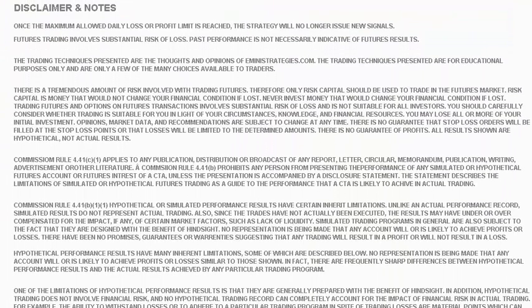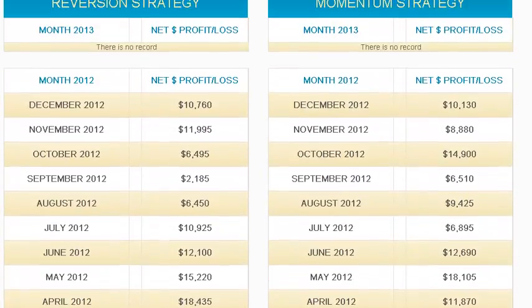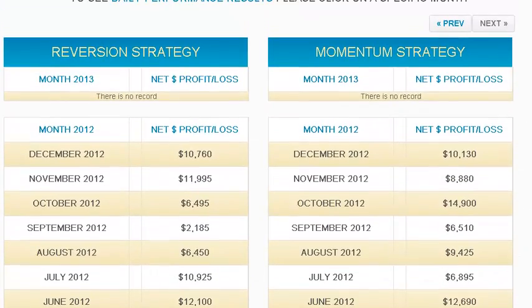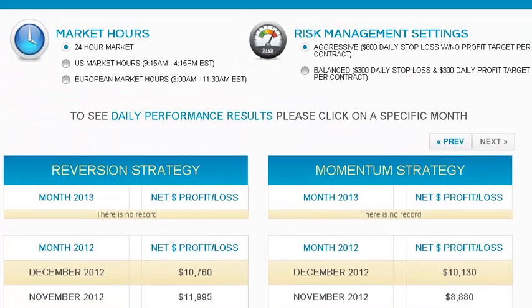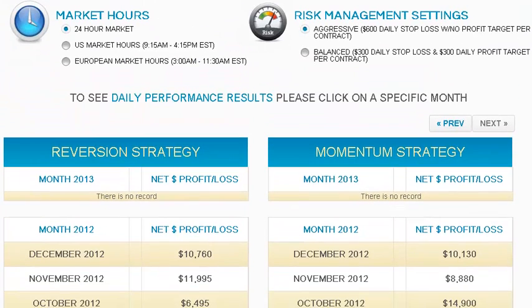We have to call them hypothetical results because these are not results of any real trades. They're results of the signals as the strategy is generating them when we apply them to the market. Again, mind you, real market hours, but these are not real trades. These are results of the strategy signals as they're being applied.